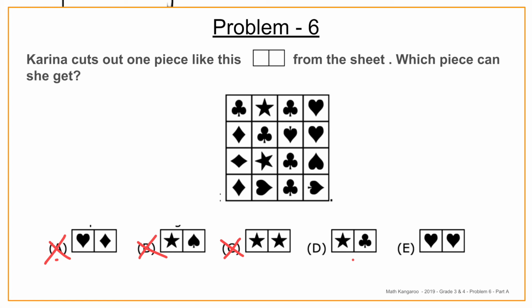Option D has a star and a club, and we see a star and a club, and this is where it's available. So this could be our answer. We have two hearts together. We have two hearts in this way. So this is not our answer. So our answer is option D.